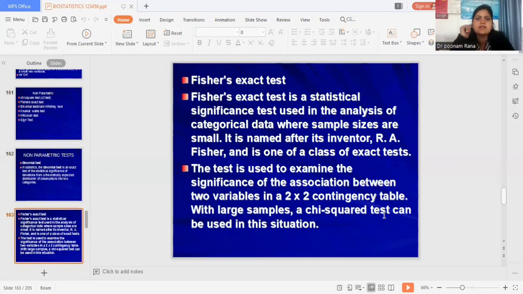Fisher's exact test is a statistical significance test used in the analysis of categorical data where the sample sizes are small. In this test, it is used to examine the significance of the association between two variables with a large sample. And the chi-square test will also be used in such situations.